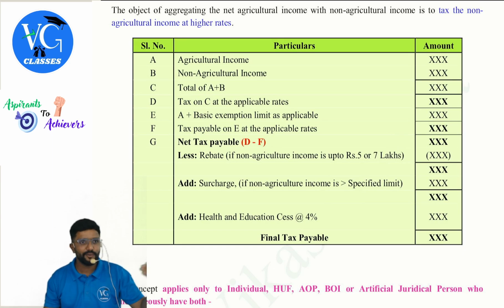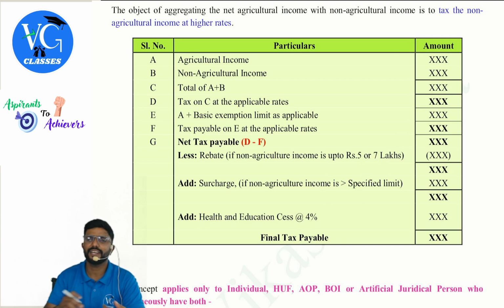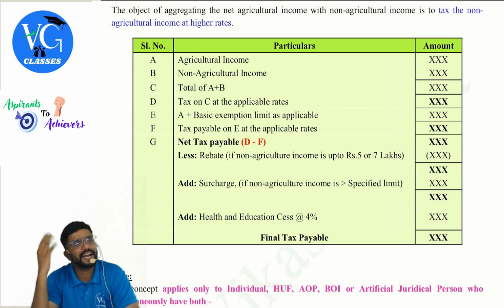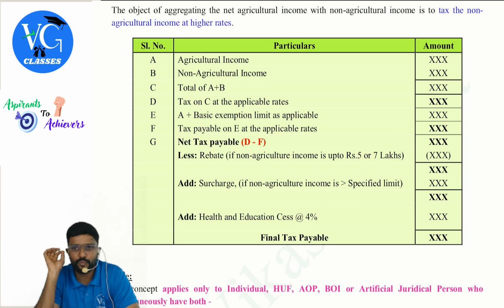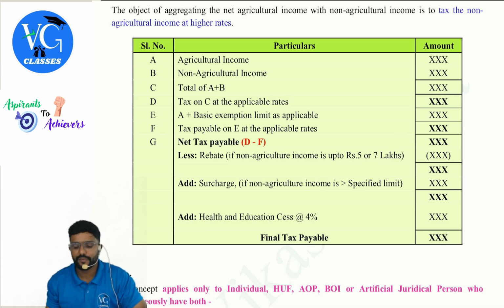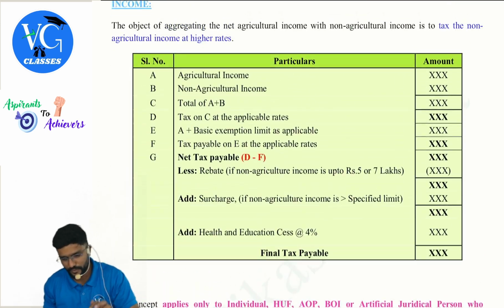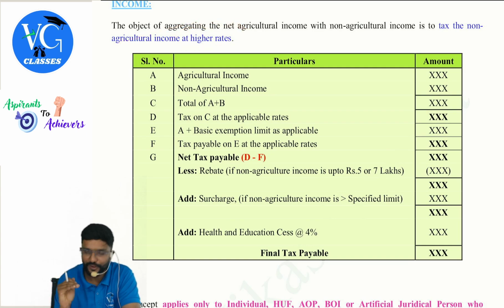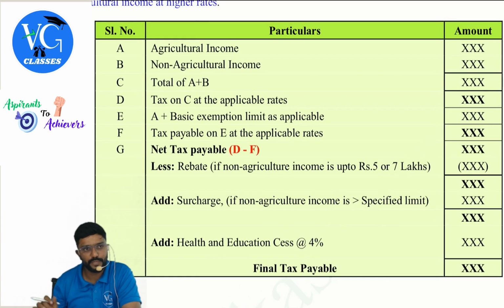Assume I have both agriculture income and non-agriculture income. On my non-agriculture income, maximum I am paying a 10-15% tax rate. By following the below steps, they will make me pay slightly higher tax. Only when I have both, I have to follow this. The object of aggregating the net agricultural income with non-agriculture income is to tax the non-agriculture income at higher rates. They are just trying to push your non-agriculture income into a higher slab.